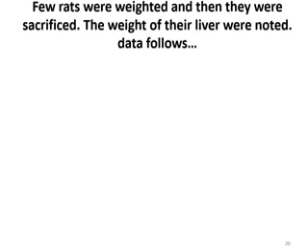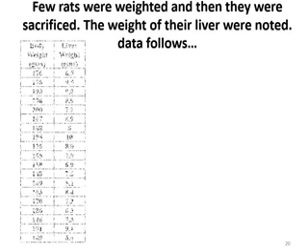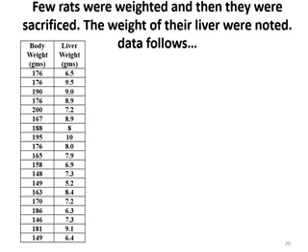Let us take up an example to understand it better. Here we have the information about some rats. We have their body weight and we have their corresponding liver weight. What we want is to predict the value of liver weight given the body weight of the rat, because it is difficult to get the liver weight. For getting the liver weight, the rat needs to be sacrificed or killed. So we want to avoid this. We want to predict the liver weight of the rat given the body weight of the rat.